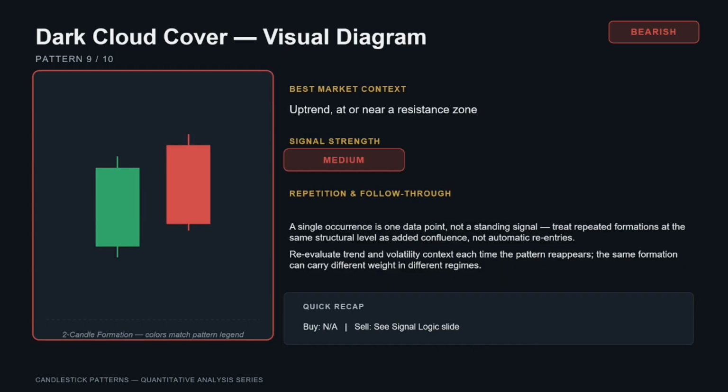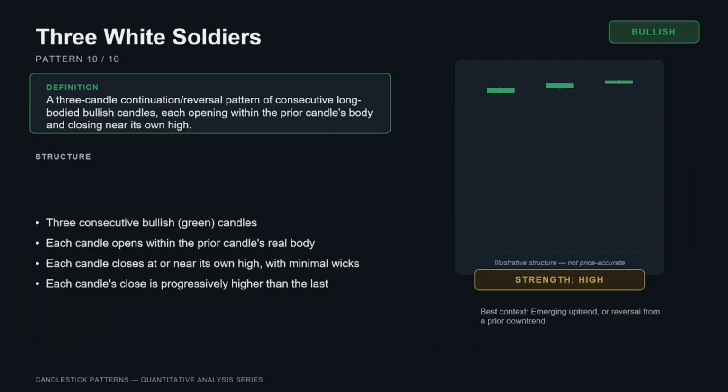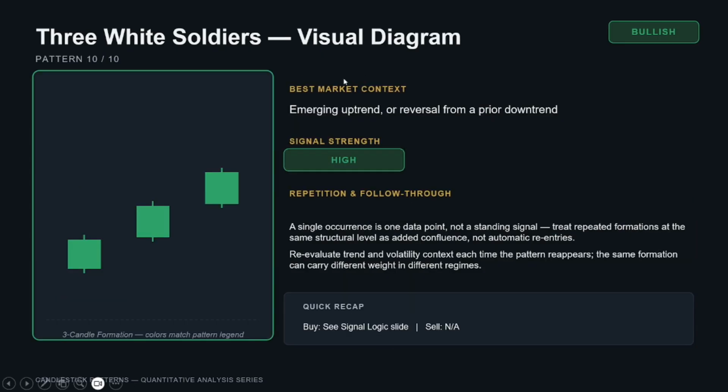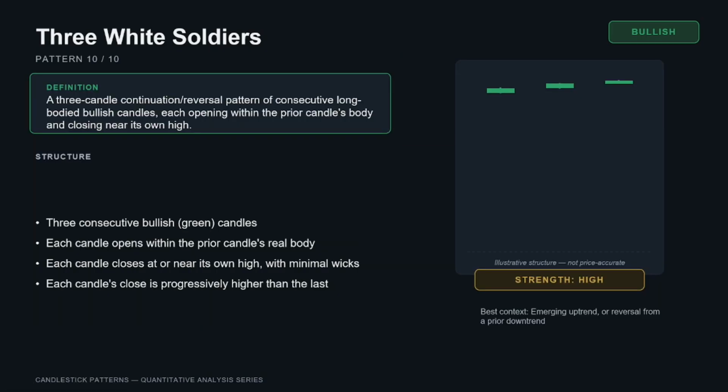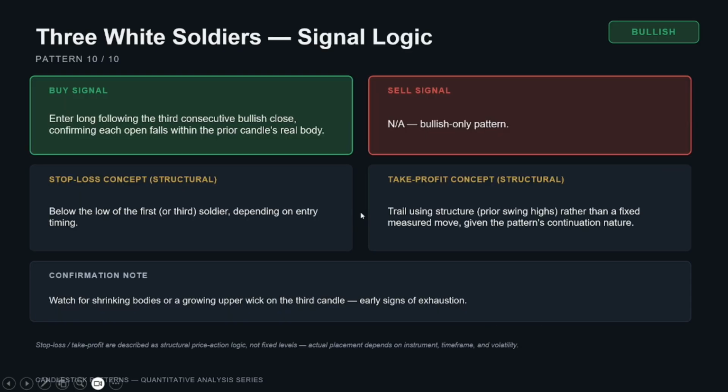Pattern 10, 3 white soldiers. 3 consecutive long-bodied bullish candles, each opening within the prior candle's body and closing near its own high with minimal wicks. Progressive higher closes. Best context: emerging uptrend or reversal. Signal strength: high. Signal logic: enter long following the 3rd consecutive bullish close, confirming each open falls within the prior candle's real body.